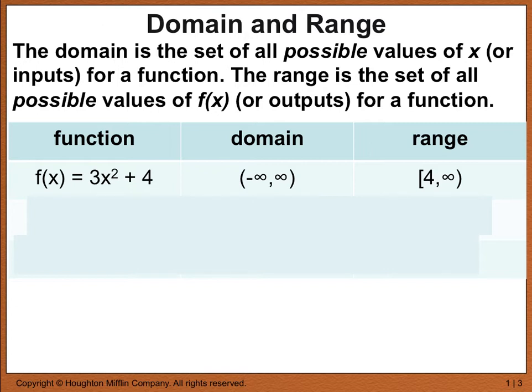So the function f of x equals 3x squared plus 4. The domain is all real numbers, which I write as the interval from negative infinity to infinity. And the range is the interval from and including 4 up to positive infinity. Now, how do we get this? The way we get this is we have to ask ourselves some key questions.